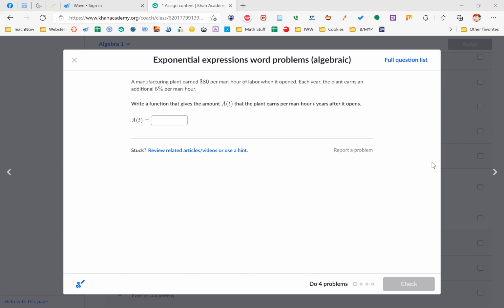All right, again, we're looking at a Khan Academy screen because if you're one of my students, I'm about to assign this to you. But I like it because it's a good way to talk about how to move from word problems, word descriptions of a situation into an exponential function.